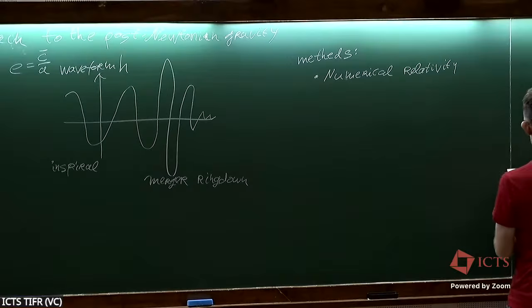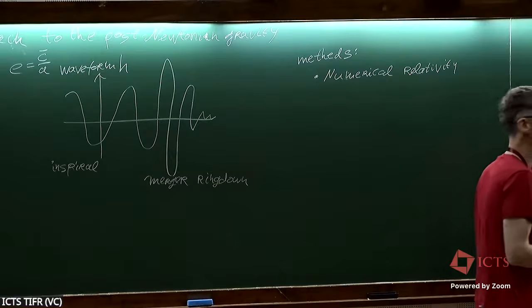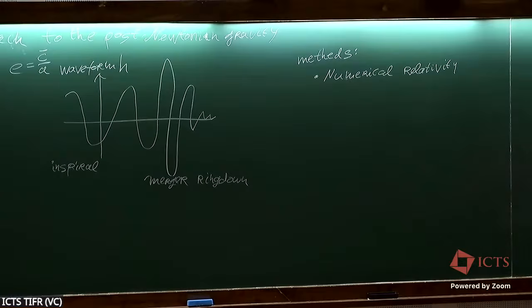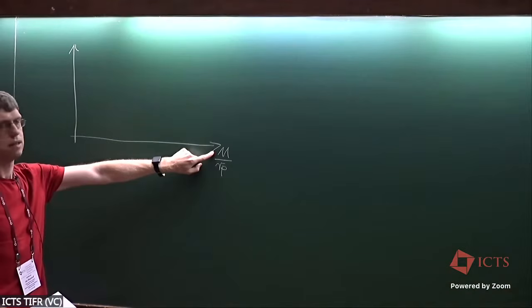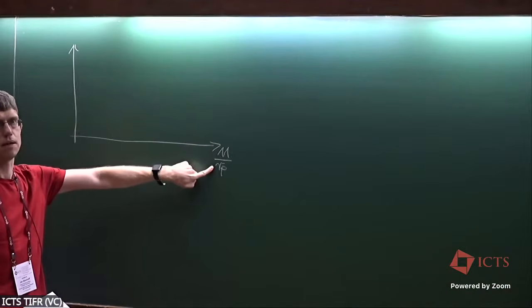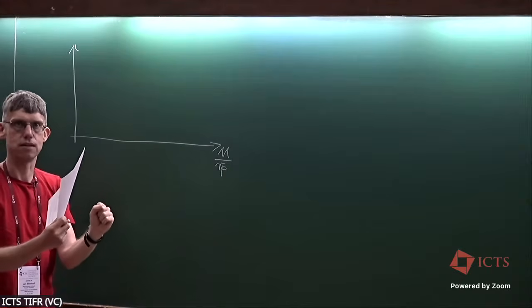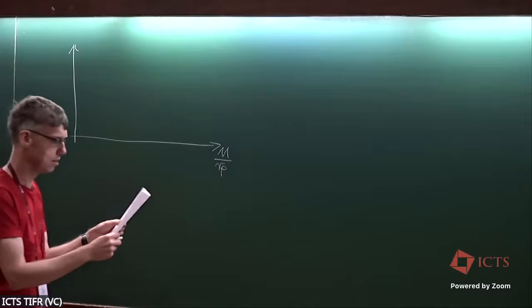So that means if we make a plot of where each of those methods work best, then basically we could say numerical relativity lies more in the right part of this, where m is the total mass of the system and r_p is the periapsis distance. It works best when the binary is close together, when the orbital separation is not too large.